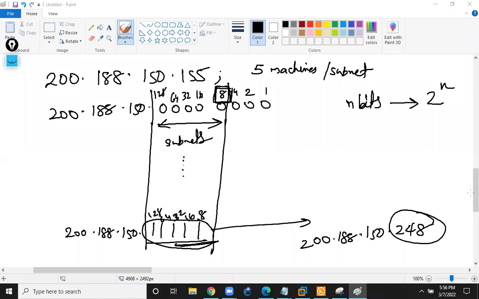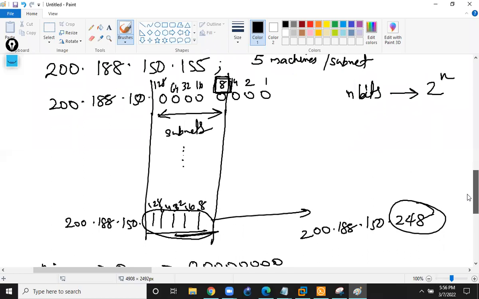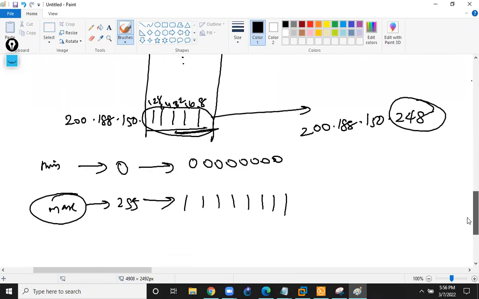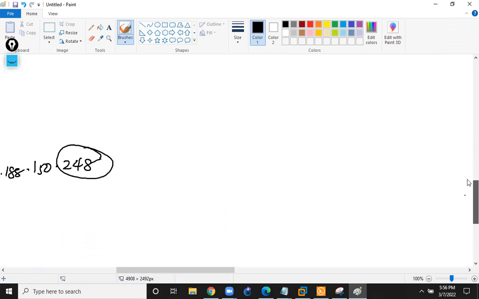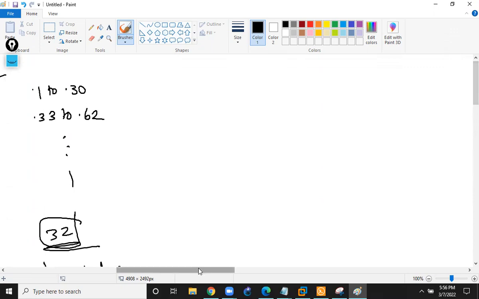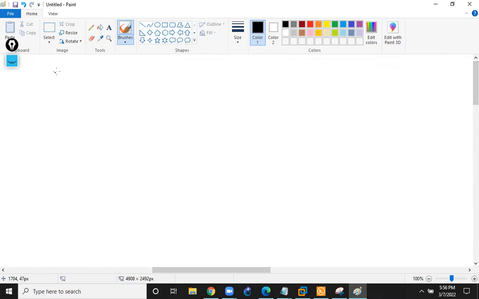So guys, if you have completed, I'll give you the next question to try out. The next question is 200.1.2.4. The requirement is 2 machines per network, or 2 machines per subnet.